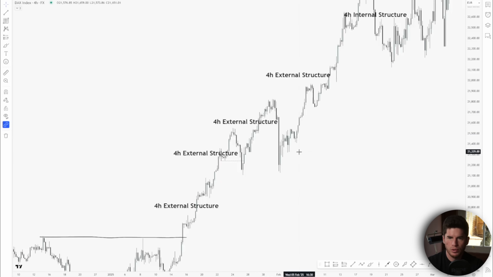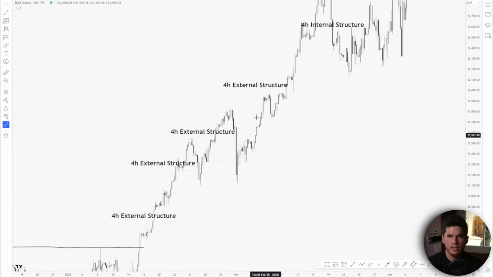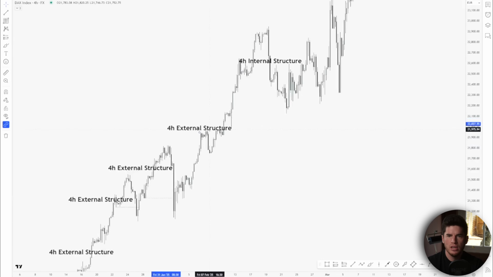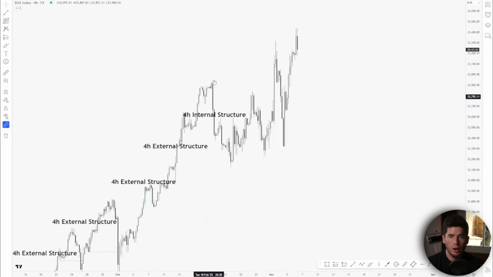We are still external structure because this drive in lower just runs into more 4 hour liquidity, but doesn't create lower lows. So we're still buying, still external structure. 4 hour shifts lower, so we get a lower low and a second lower low. So this is all internal. And this is the consolidation February, March time that we have just broken out of.